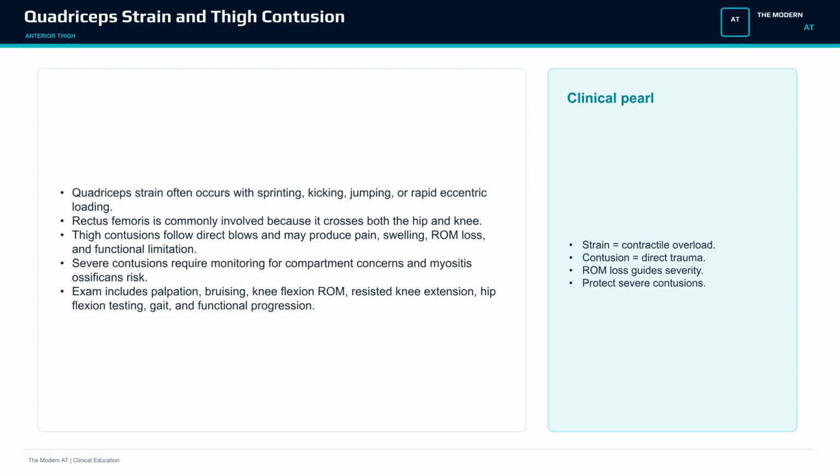A thigh contusion comes from direct trauma and may produce pain, swelling, bruising, and loss of knee flexion range. With significant contusions, monitor severity and avoid aggressive early stretching or massage because of myositis ossificans concern. Examine palpation, knee flexion range, resisted knee extension, hip flexion, gait, and functional progression.